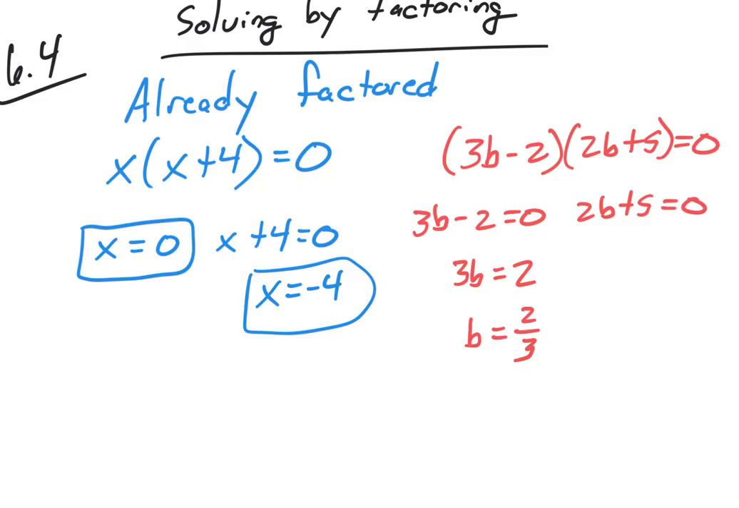equal to 0. So we set 3b minus 2 equal to 0. We add 2 and divide by 3, so that's 2/3. For the second one, we subtract 5 and divide by 2, and that would be negative 5 over 2. Those would be our two solutions.